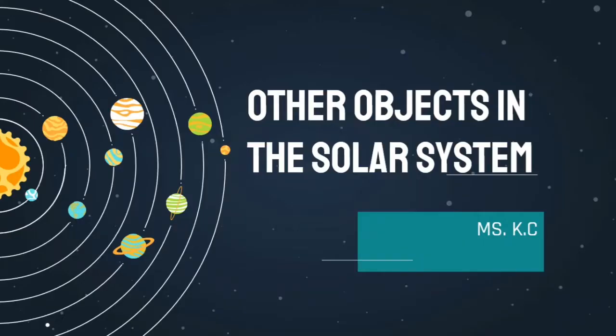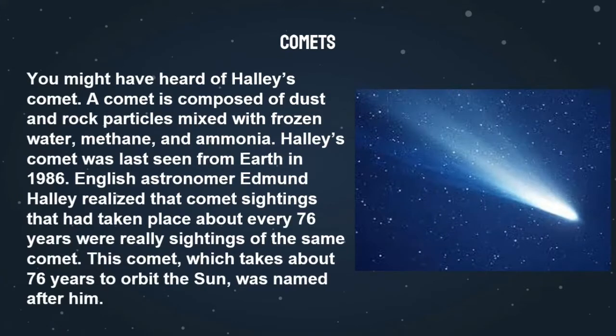Objects in the solar system. Comets. You might have heard of Halley's Comet. A comet is composed of dust and rock particles mixed with frozen water, methane, and ammonia. Halley's Comet was last seen from Earth in 1986.